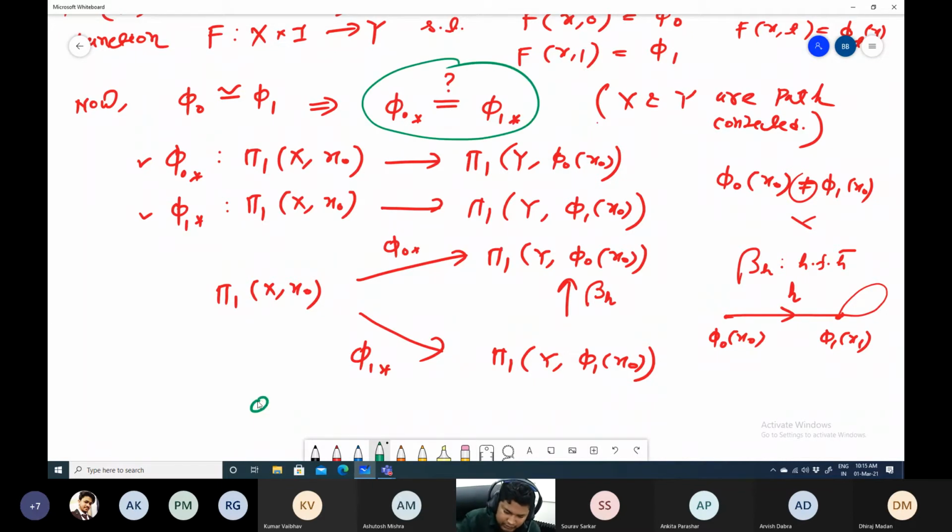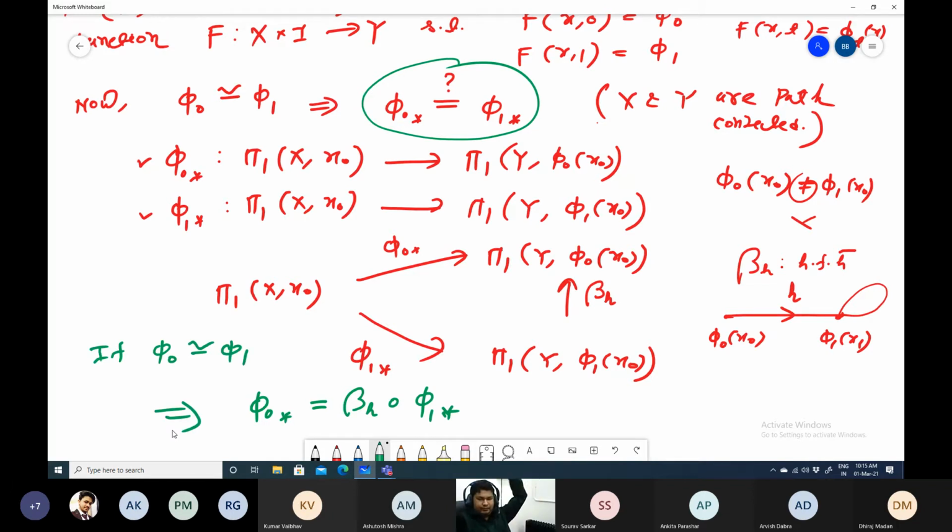So you have to prove that phi0 star is actually beta H composed with phi1 star. So this to this is the same as this to this. Right? Is that clear to everyone?